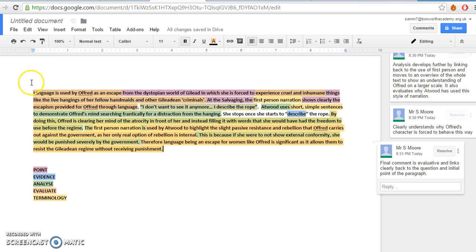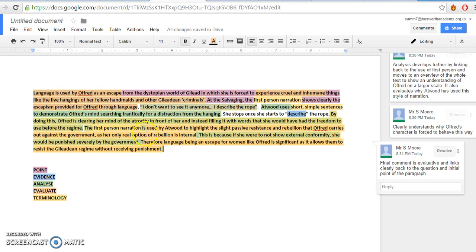Okay, your point should be interesting. It shouldn't just be language allows Offred to escape. It should be language is used by Offred to escape because she is forced to experience cruel and inhumane things. She wants to escape those. Alright? With your analysis, it should be concise. You don't need to go overboard. You don't need to go off on one. Everything needs to be short and to the point, and it's got to develop upon your initial point.